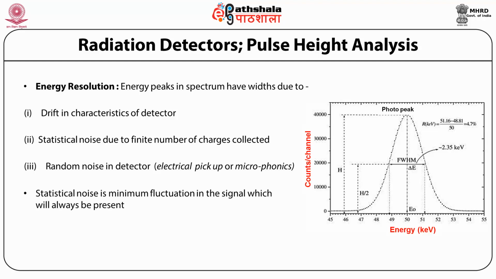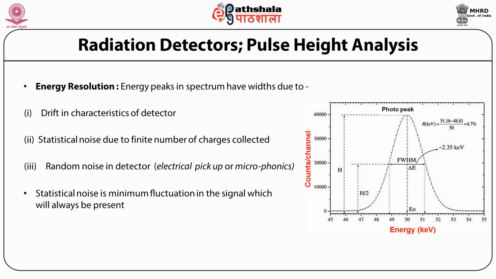So we can see that the width of the energy peaks in the spectrum is due to 3 different processes: drift in characteristics of the detector, statistical noise due to the finite number of charge carriers, and third, the random noise in the detector. Out of these 3 things, we can control, up to some extent, the random noise and drift in the characteristics. For an ideal detector, there will not be any drift in the characteristics of the detector, and there will not be any random noise. If we control them 100%, even then statistical noise will be there.